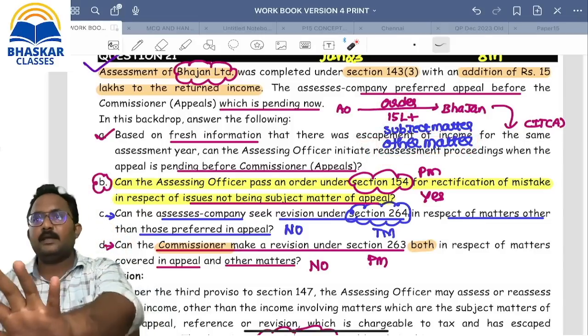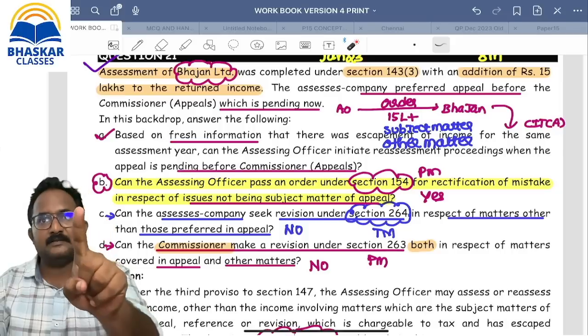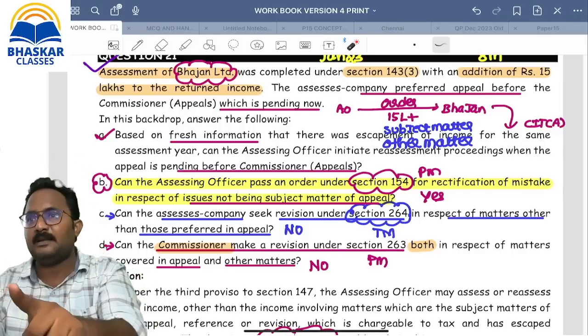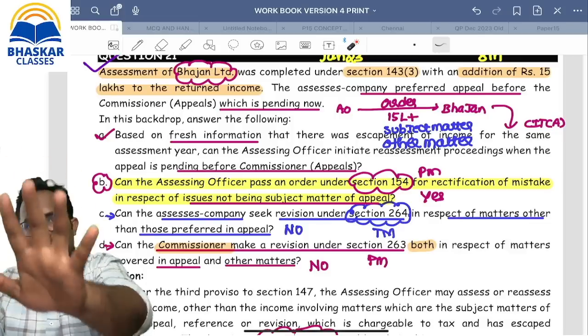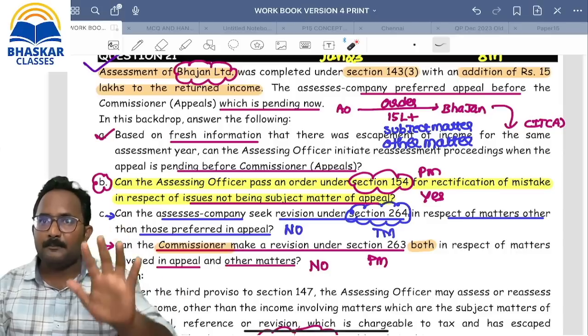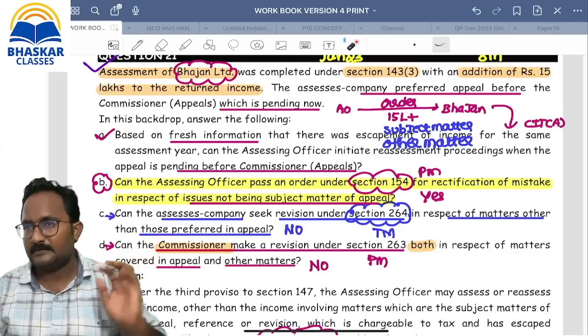Now 4 points are there. 263, which measure? Partial measure. 264, total measure. 154 rectification, partial measure. 147 assessment, partial measure. These 4 only, in our sense. One is a total measure. Another 3 are working but what? Partial measure. Clear? So then the chapter is over.